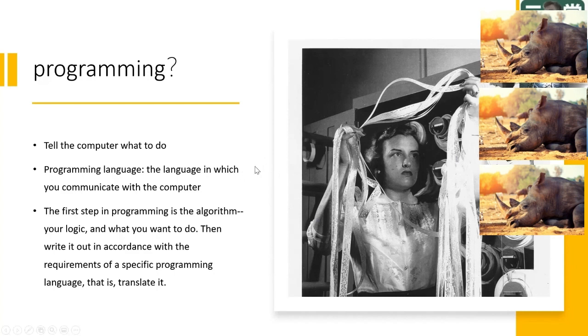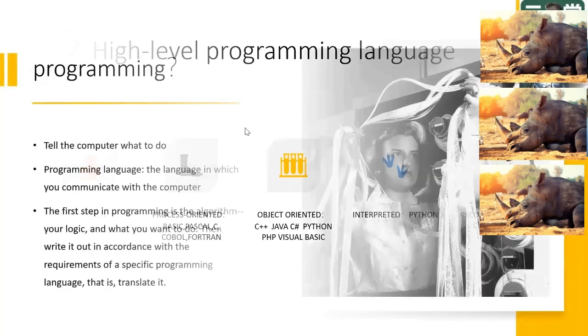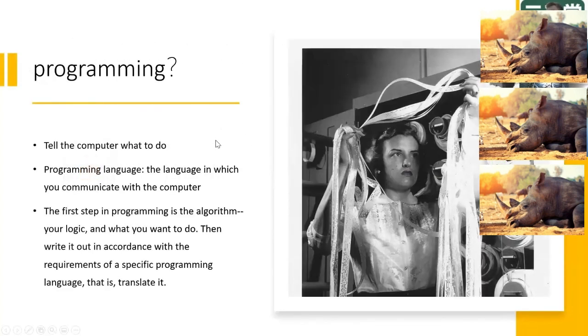That is also because we did not have programming languages. So what is a programming language? There are lots of programming languages. A programming language is the language in which you communicate with the computer. Just as Yuan said, programming is telling the computer what to do, okay?